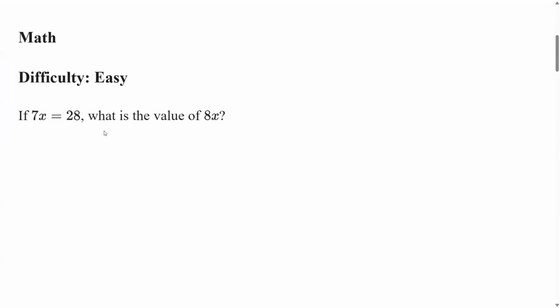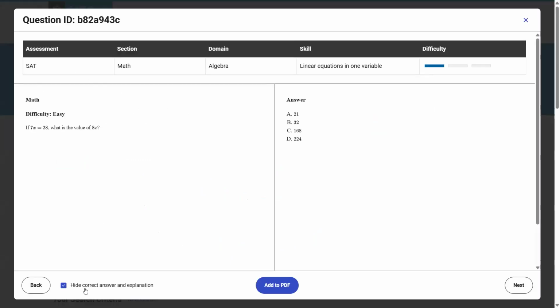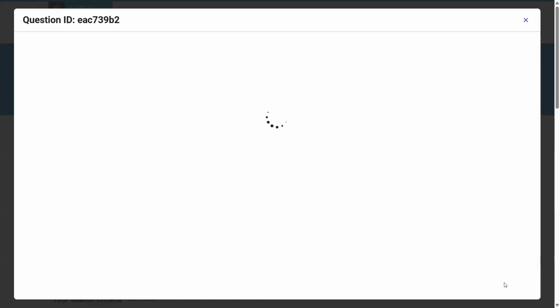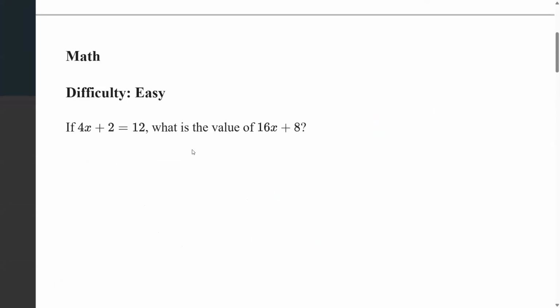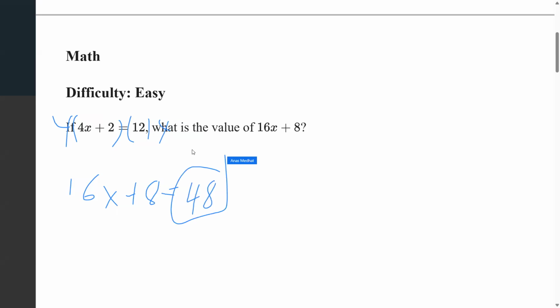What is the value of 8x? Just find x and substitute. X is equal to 4, since 28 over 7 is 4. 8 times 4 is 32. What is the value of 16x plus 8? Multiply the whole equation by 4 instead of finding x and substituting. Multiply this by 4 and this by 4. 16x plus 8 equals 48. So the answer is 48.